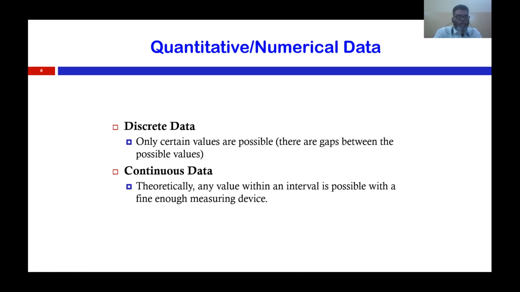Whereas continuous data is data that can take any value. Height, weight, temperature, and length are examples of continuous data. Theoretically, any value within an interval is possible with a fine enough measuring device. So discrete data means only certain values are possible. Continuous data means any value within a particular interval.